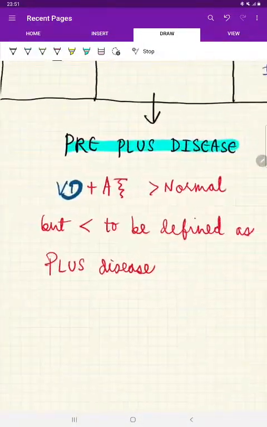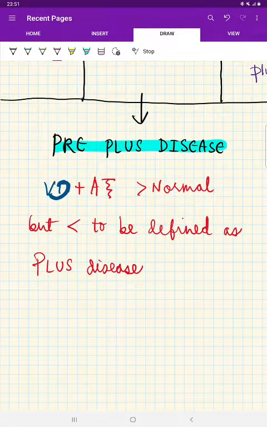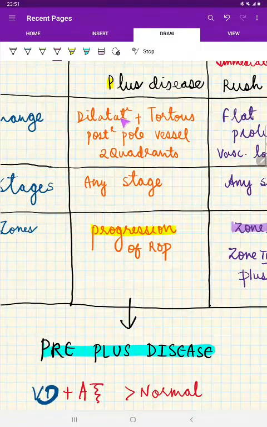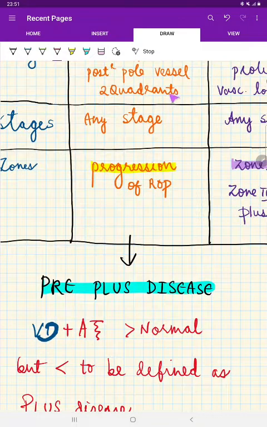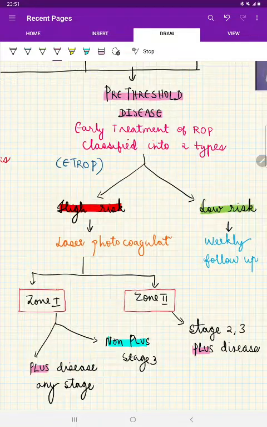Now we come to an entity called pre plus disease. Pre plus disease is what? Pre means before plus disease, that is, if there is venous dilatation and arterial tortuosity which is more than normal but less than what is defined as plus disease. So we should know what a plus disease is. Again, remember, venous dilatation or dilatation with tortuosity of posterior pole vessels of 2 quadrants. This is called plus disease. If the 2 quadrants criterion is not satisfied, but there is venous dilatation with arterial tortuosity, then it is called pre plus disease.